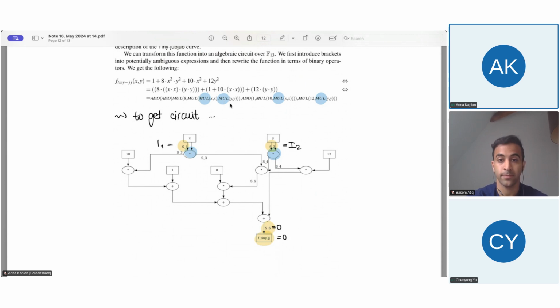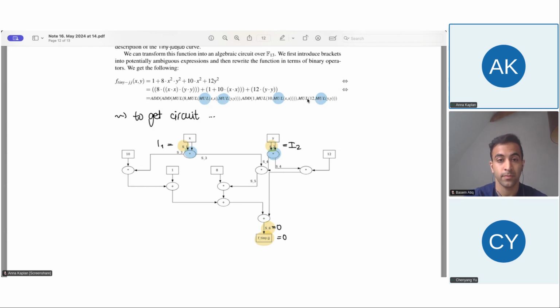I just highlighted some points. For example, we have the quadratic expressions here, x times x, y times y, and we see that in the algebraic circuit. There is a multiplication node here with two incoming edges, and both incoming edges come from the same input variable x. This is where the quadratic x multiplication comes from, and the same for y.